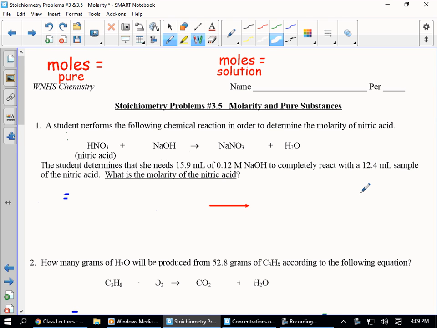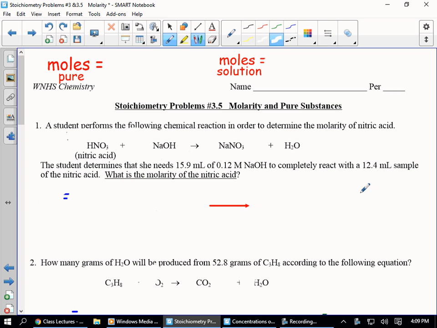It's Stoichiometry Problems 3.5. We're going to be talking about molarity, and we're going to be talking about moles of a pure substance. So we've been doing a little bit of this later in some of the worksheets, but we're going to jump into it this time, making sure you can mix up both of these formulas.